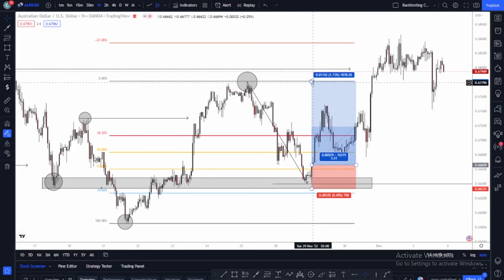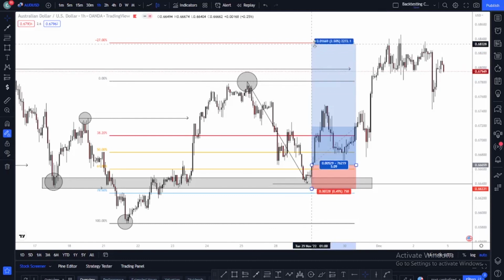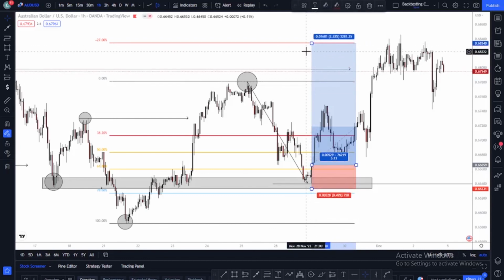After I take my first take profit, I put my second take profit at the negative 27% extension level. That will be where I take my second take profit, which gives us a 1:5.13 risk to reward ratio. We are risking 32 pips to make 168 pips. As simple as that.